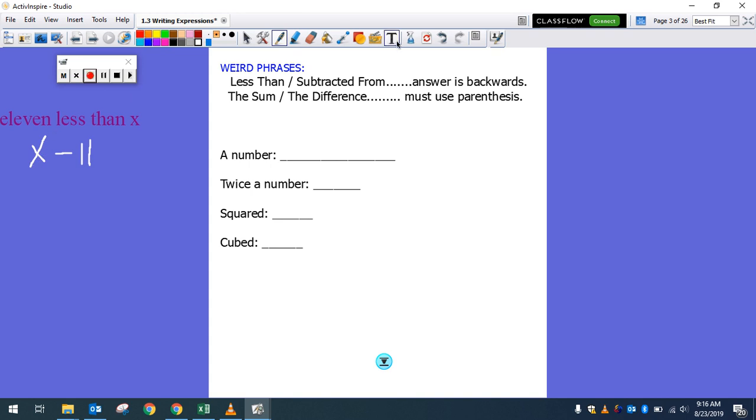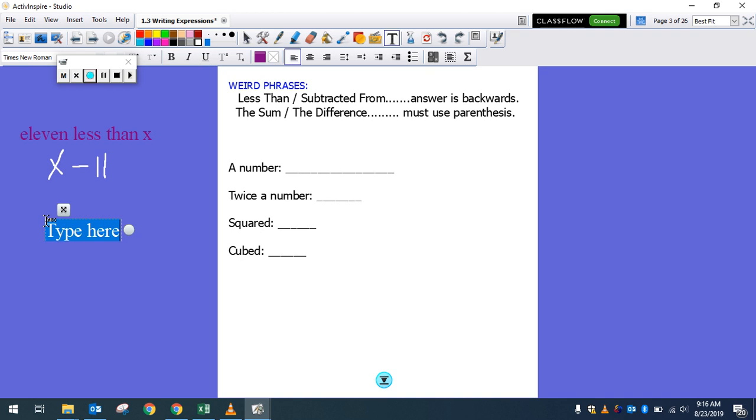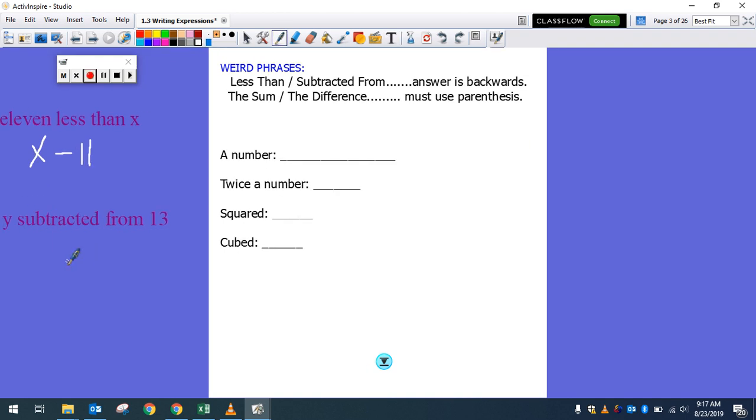Let me do another one just to make sure we're good. Let's do y subtracted from 13. All right, so subtracted from, again, means we're doing subtraction, but it also means we're going to write it backwards. So the y is going to go at the end, and 13 goes first. So that would be 13 minus y.